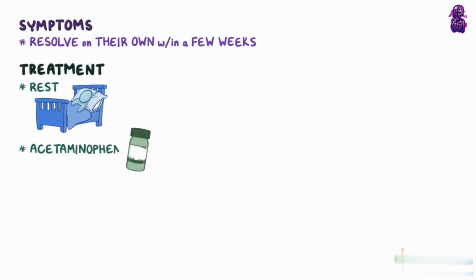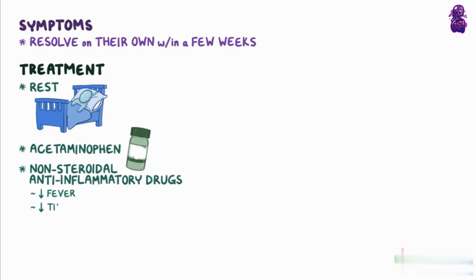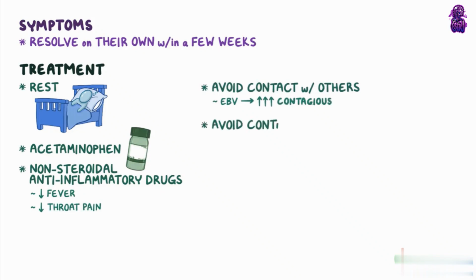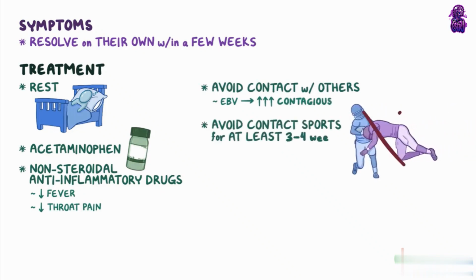Usually, symptoms resolve on their own within a few weeks, so treatment includes rest, acetaminophen, and non-steroidal anti-inflammatory drugs to help reduce fever and alleviate throat pain, avoiding contact with others, as EBV infection is highly contagious, and avoiding contact sports for at least 3 to 4 weeks to prevent splenic rupture.